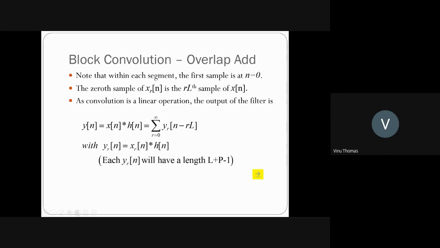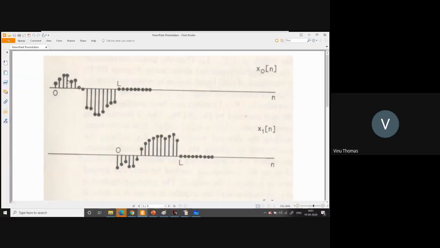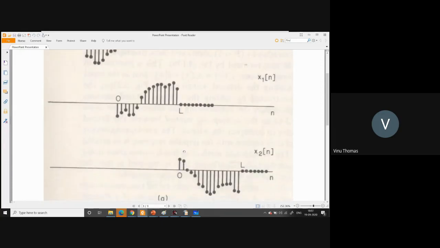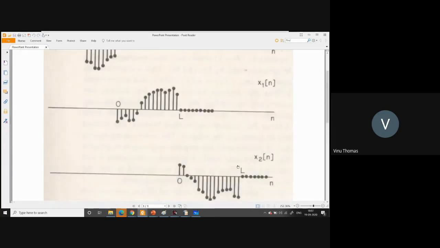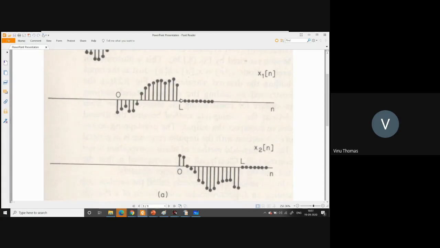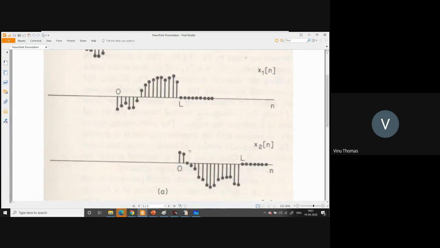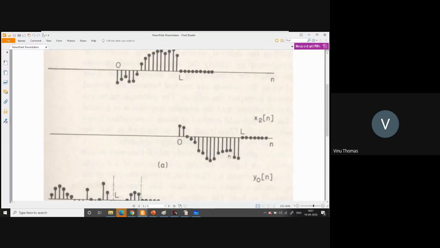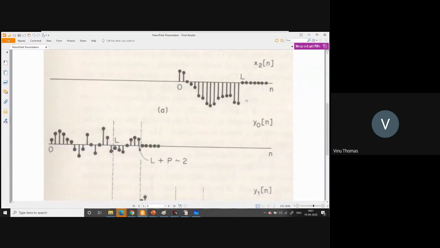So we will illustrate this now in this figure. So this is x0 of n. Here you have x1 of n, this is x2 of n, etc. Now this is to be convolved with an h of n. Again, this will be convolved with an h of n, and the result will be shifted by L samples. This will be convolved with h of n and the result will be shifted by 2L samples. So this is what you will be getting.